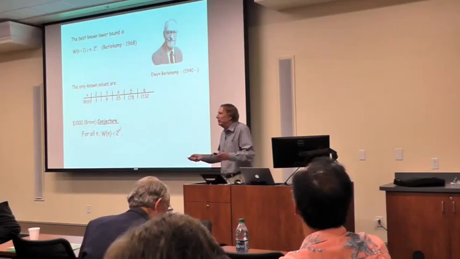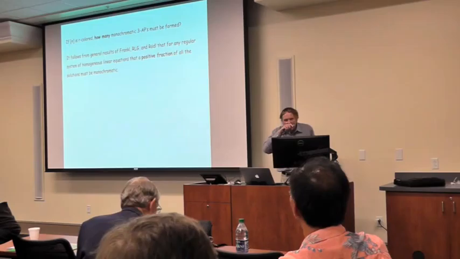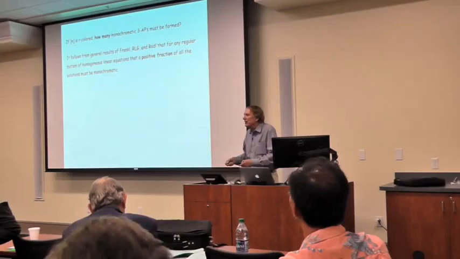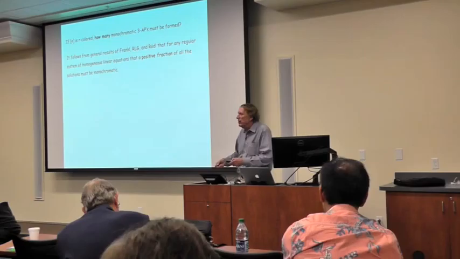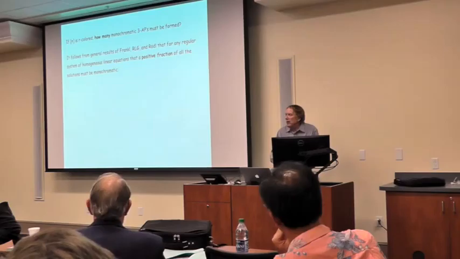Okay, now if you color the integers up to n, you get monochromatic three-term progressions. How many do you get? Well, there's a general result of Frankl, Rödl, and myself. For any regular system of equations, a positive fraction of all the solutions must be monochromatic. So when you recolor the integers, however many solutions there are, a positive fraction of those should be monochromatic.